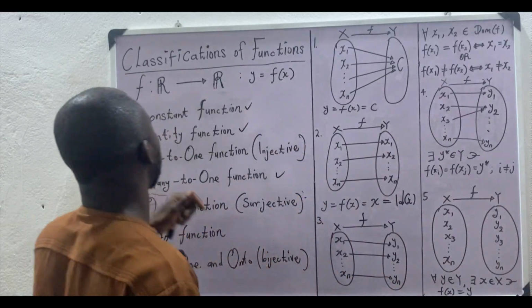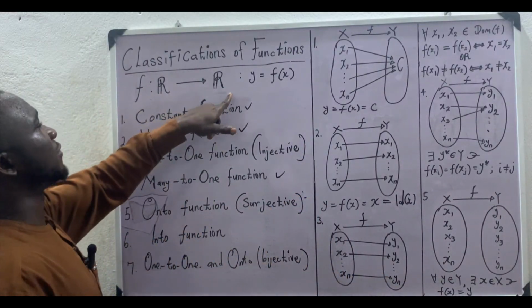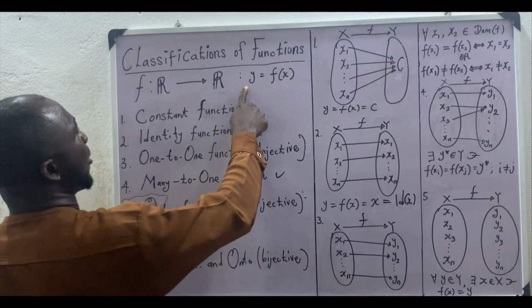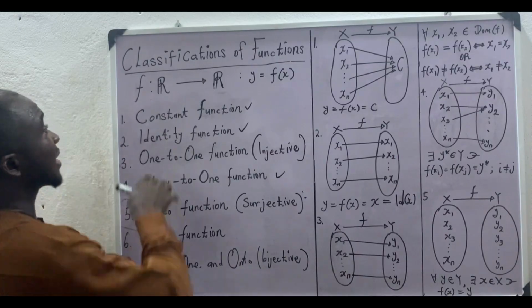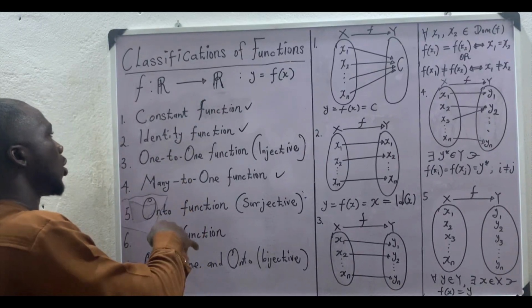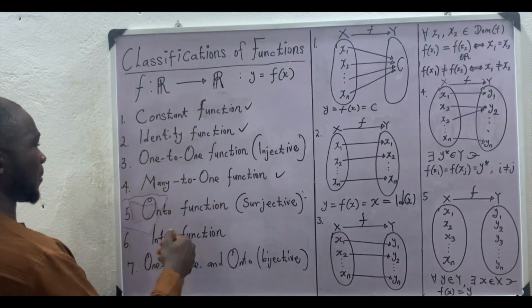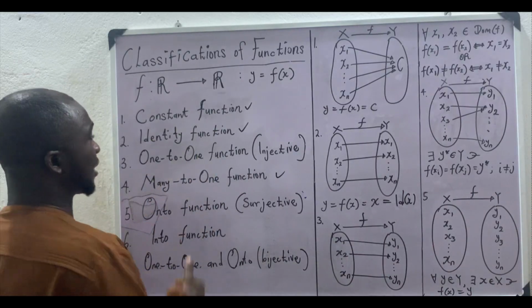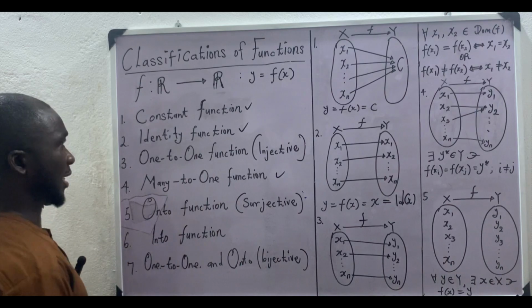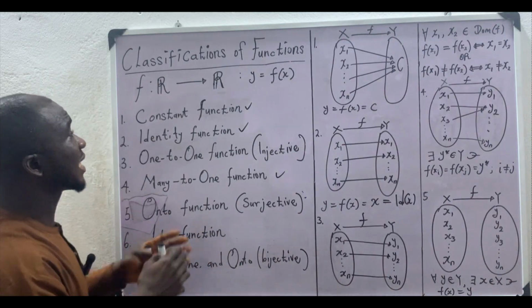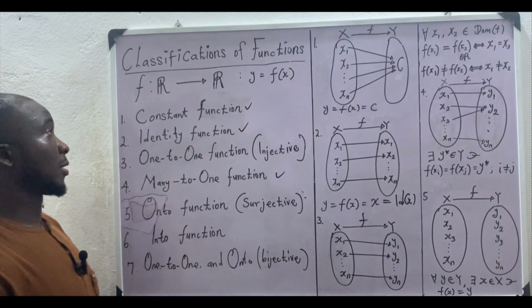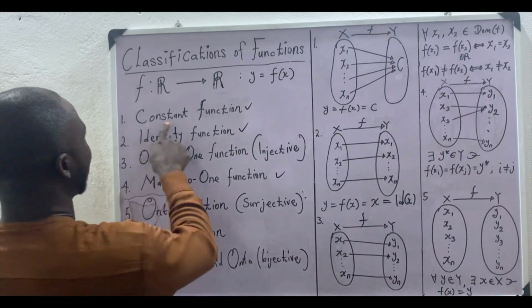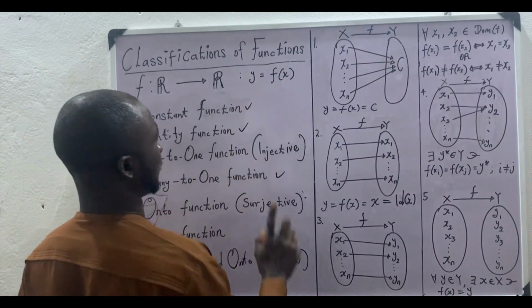So here, we have a real valued function of a real variable that is defined by y equals f of x. I have itemized 7 of these classifications based on how the function assigns elements from its domain to elements in its range. And we are going to illustrate this classification of functions using geometric interpretation or diagram. The first we have is the constant function.